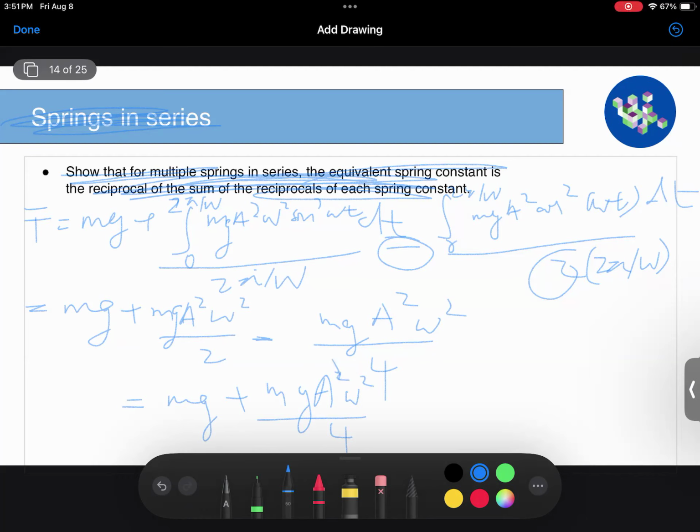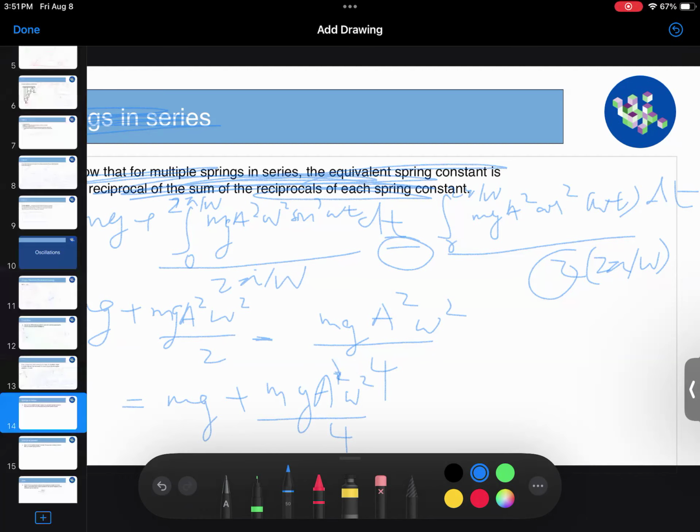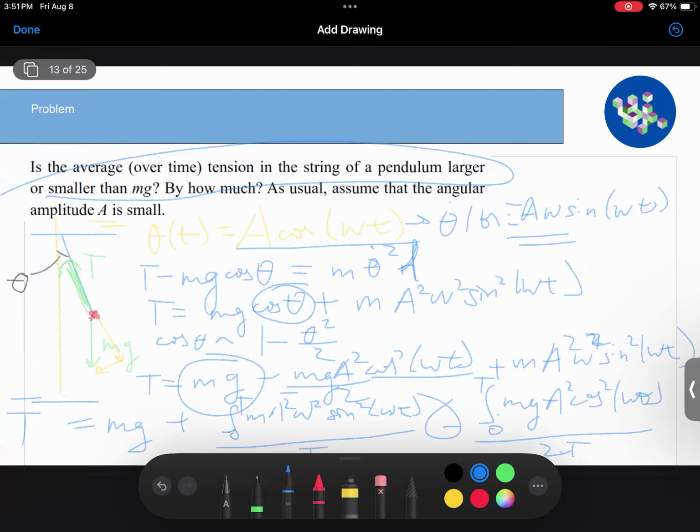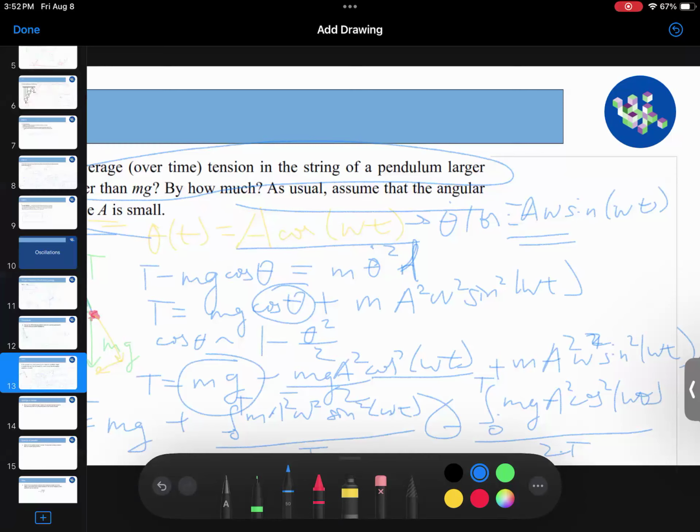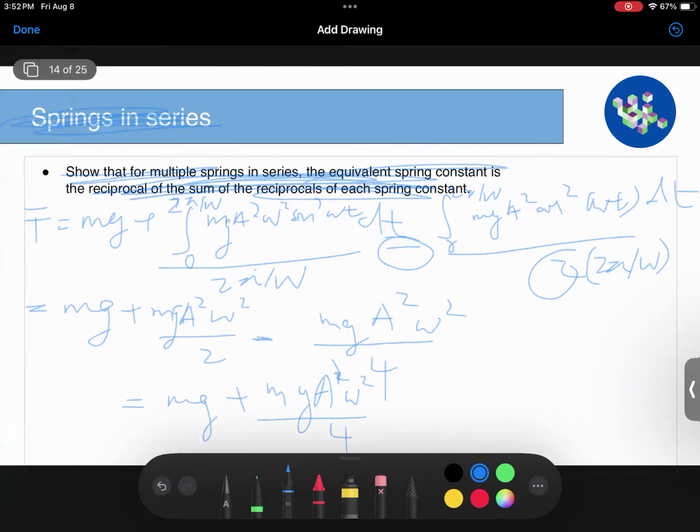Basically we don't need to look at the second question, okay? The second question, that's just a bunch of math. For the first question overall, you can see that the average tension is equal to mg plus a term on the right. The term on the right is greater than zero, of course, right? So you can get that the average tension in the string is greater than mg.